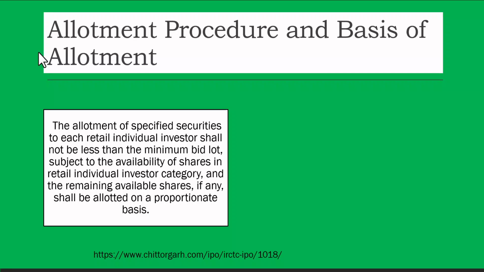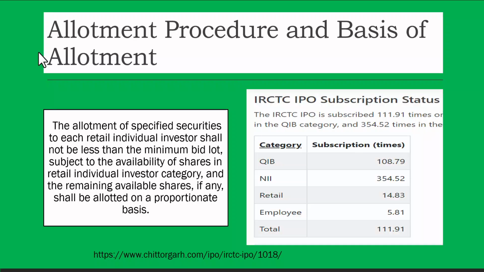अगर उतने share ही नहीं है, just like for example, IRCTC, they came up with 111.91 times, whatever money they required, they got 112 times more money. So even if they had allotted one share to all the retail investors, they would not have been able to do that with the entire public. So in that case, what will happen? Subject to the retail investors, the remaining available shares, if any, shall be allotted on a proportionate basis.